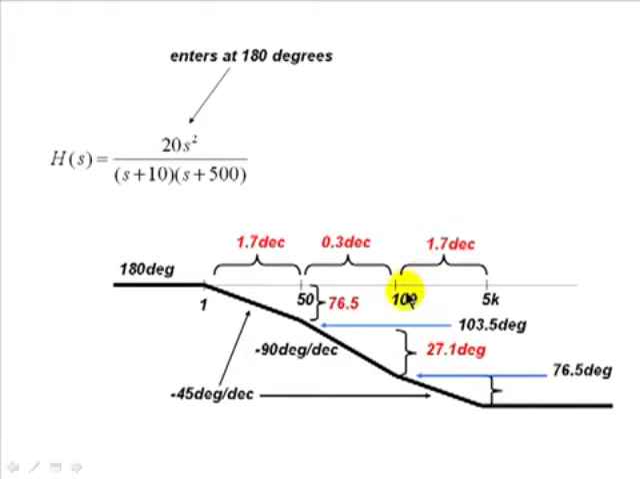Last, the distance from 100 to 5,000 is 1.7 decades, and the slope is 45 degrees per decade, dropping. So the drop from 100 radians per second to 5,000 radians per second is 76.5 degrees. 76.5 minus 76.5 is 0 degrees at this point. And that is the phase Bode plot of this transfer function up here.